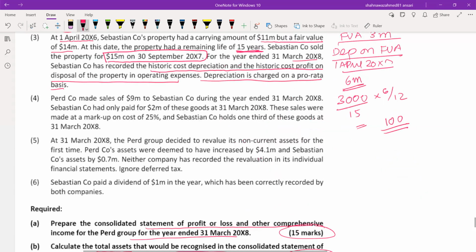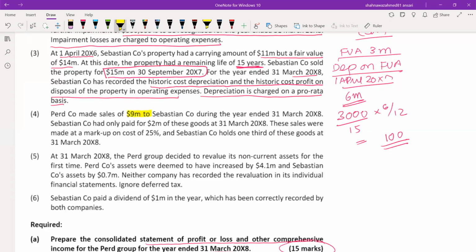Next adjustment is P made sales of 9 million to S during the year ended March. S had only paid 2 million of these goods. These sales were made at a markup of 25%, and 1/3 is being held in stock. So we need to adjust the intra-group selling price as well as PURP. So what is PURP in this? We need to find out unrealized profit, and it is in 1/3 of these goods. So 9 million into 1/3, that is 3,000 in stock.